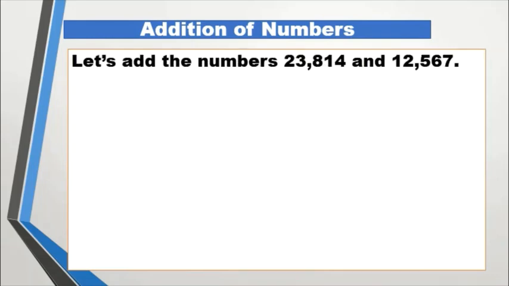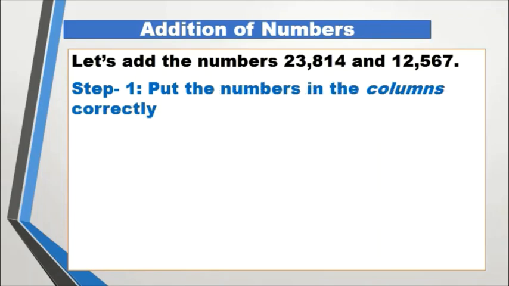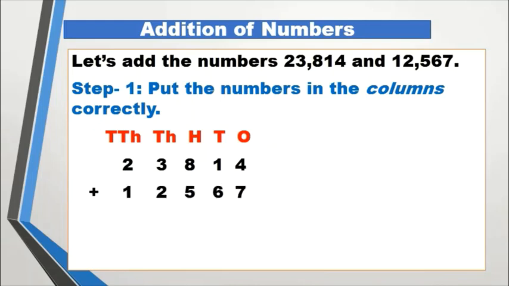Addition of numbers. Let us add the numbers 23,849, 12,567. Step 1. Put the numbers in the columns correctly. What we have to do, children? We have to arrange the given numbers according to the place values of the digits.